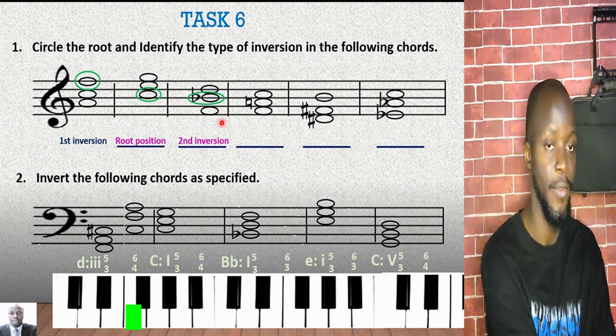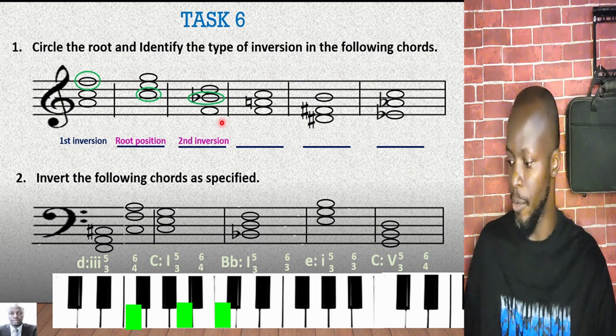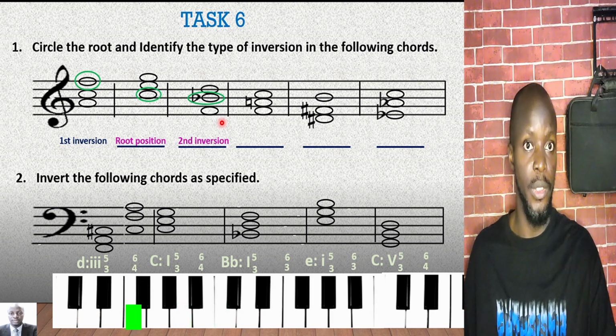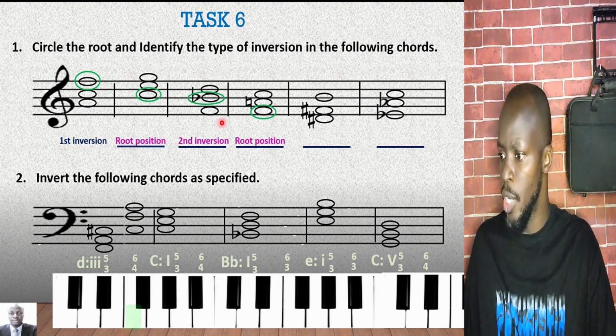So we have F, A natural, and C. Of course, F is the root. So this is the root position chord, right? So let's see the next one.